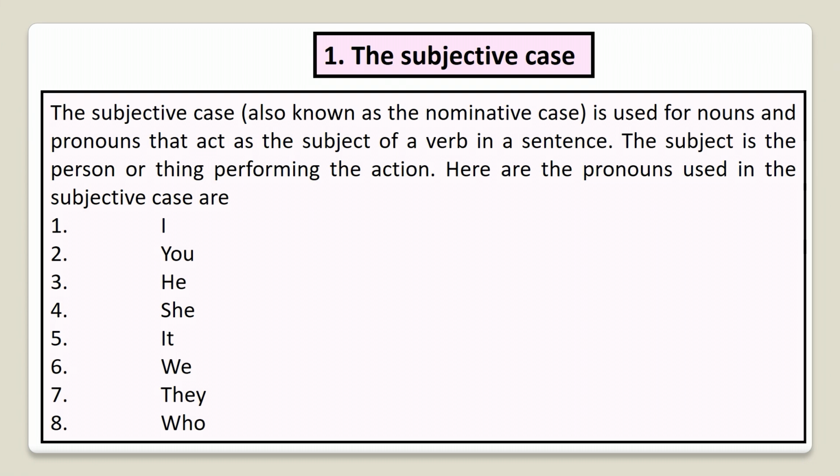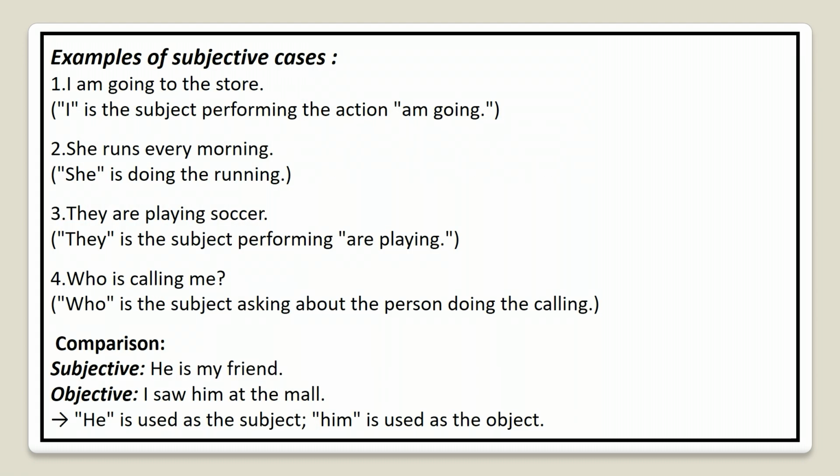Examples of the subjective case: I am going to the store. Here I is the subject performing the action. Who is going? I is going, so I is performing the action. Another sentence: she runs every morning. Who runs every morning? She, so she is doing the running. That is the subject case. They are playing soccer. Who is playing? They are playing, so they is the subject.